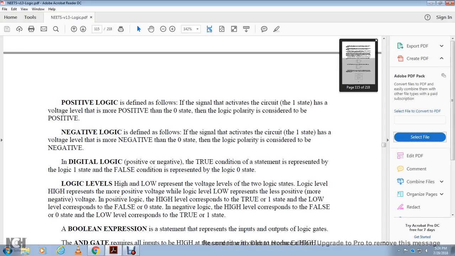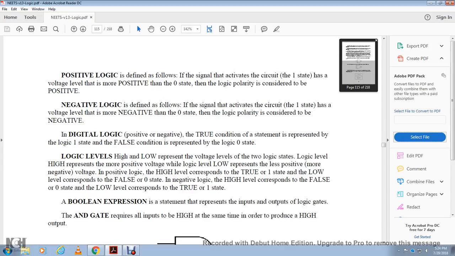For positive logic, the high level corresponds with the true or one state, and the low level corresponds with the false or zero state. For negative logic, the high level corresponds with the false, zero state, and the low level corresponds with the true or one state. The Boolean expression of the statement represents the input output of the logic gate.